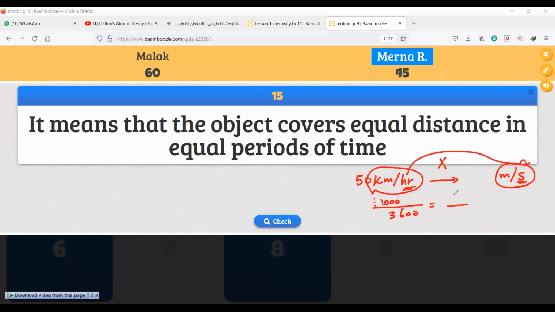If you remember. I think Malak remembers, right? You answered correctly. If you divide 1,000 over 3,600, it will be 0.6. Okay. Malak, what is the other number? 5 over 18. Finally, 5 over 18. Very good.